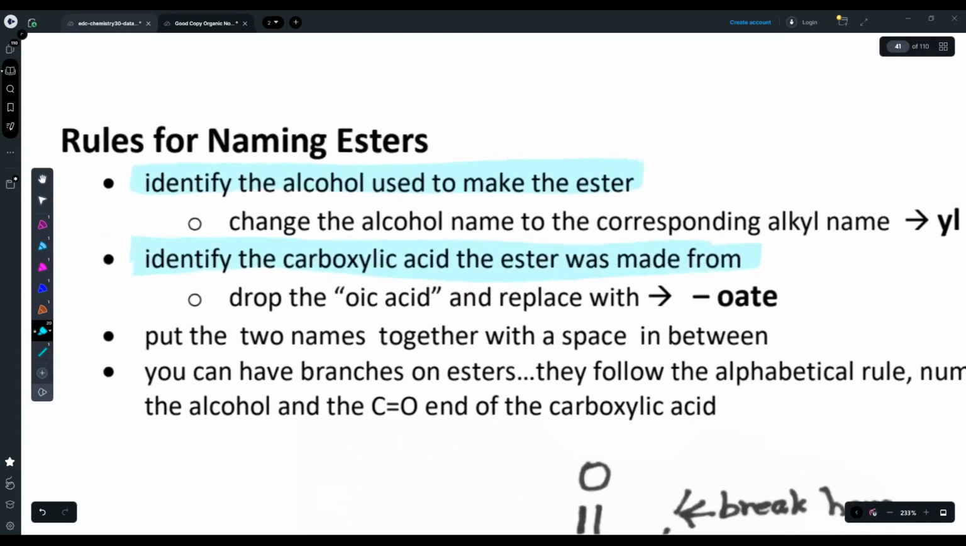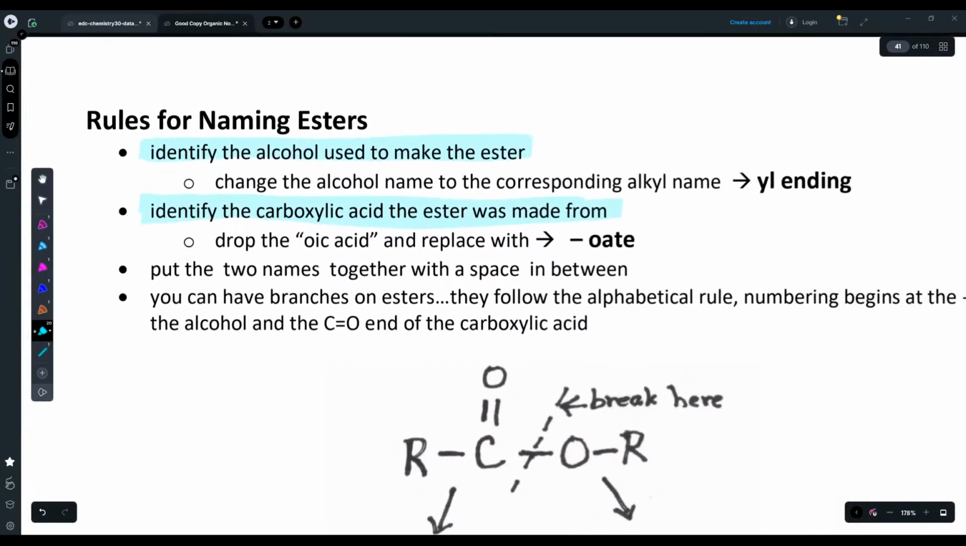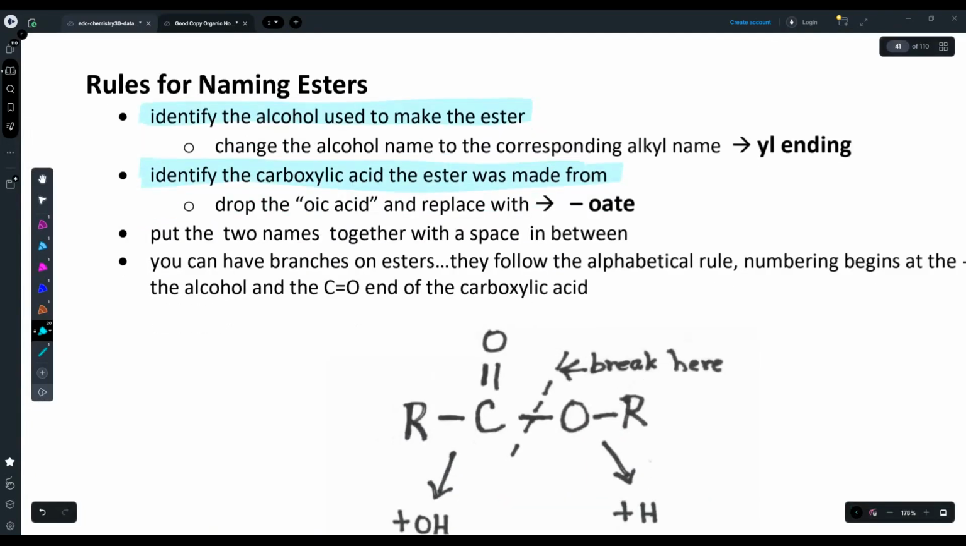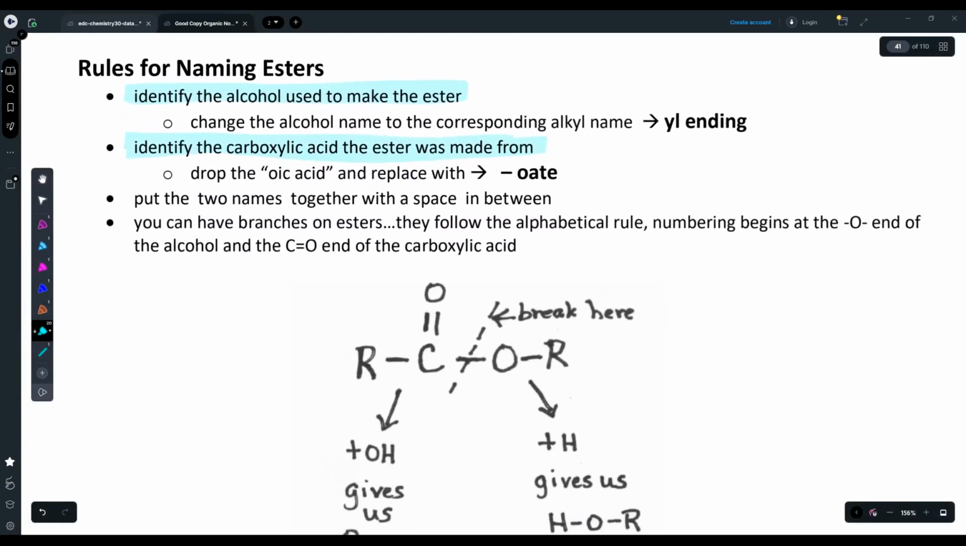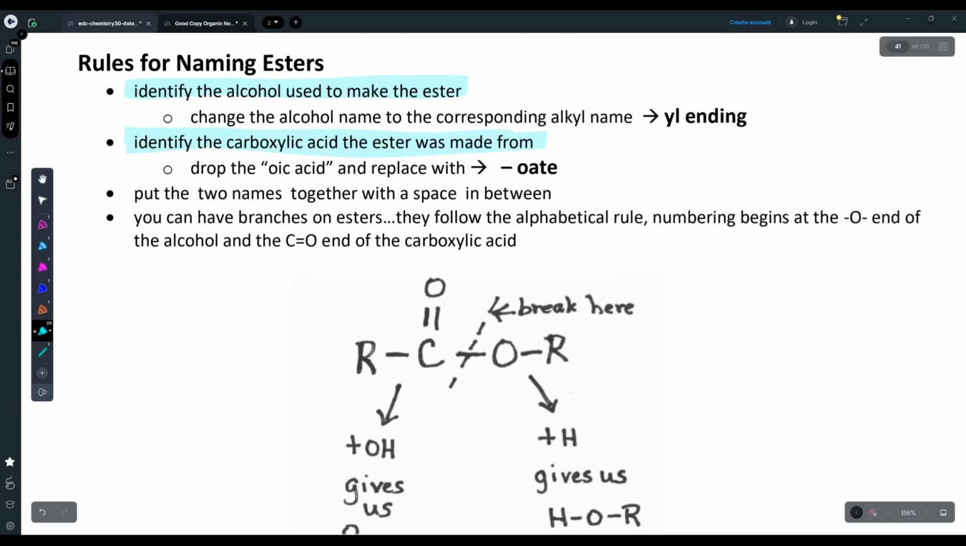From the carboxylic acid name, you're going to drop the oic acid and replace it with oate to create the ester name. After you figure out those two parts, you put the names together, but make sure you have a space in between them. You can have branches on an ester, but they follow the alphabetical rule, and the numbering begins at the oxygen end of the alcohol, and at the carbon double bonded to the oxygen end of the carboxylic acid.